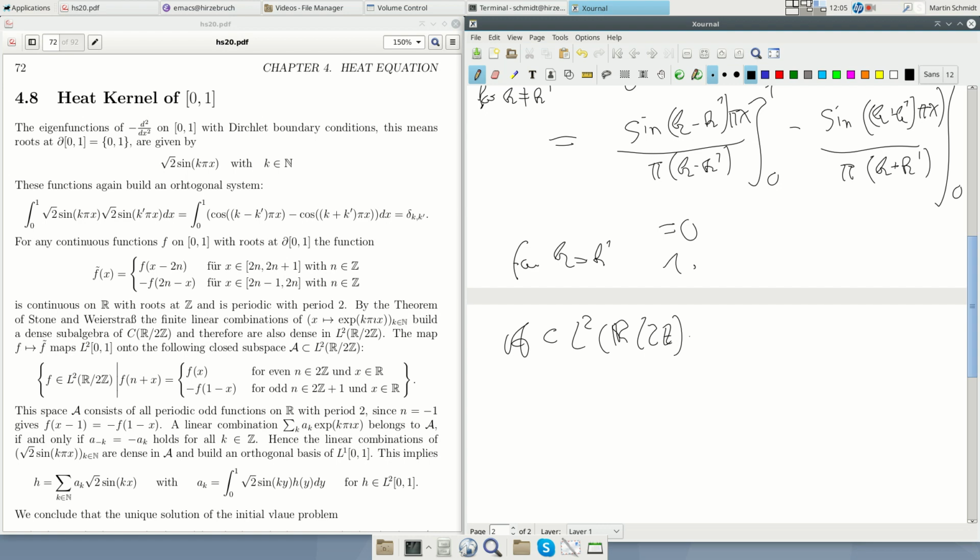And we continue: we have 0, 1, and here we just continue this function by reflection. Here we reflect and here we reflect. So let me explain. If we have such a function, then we reflect here and here, and then we continue it periodically. This is just an explanation.